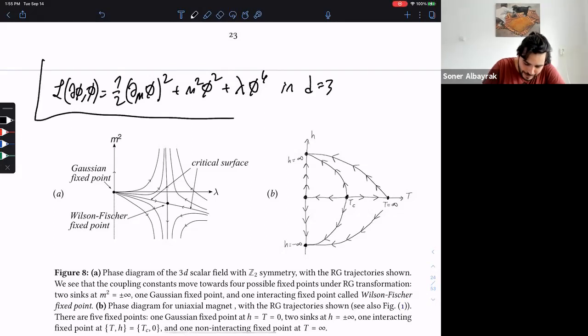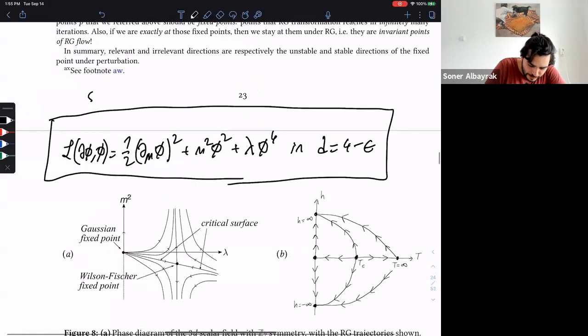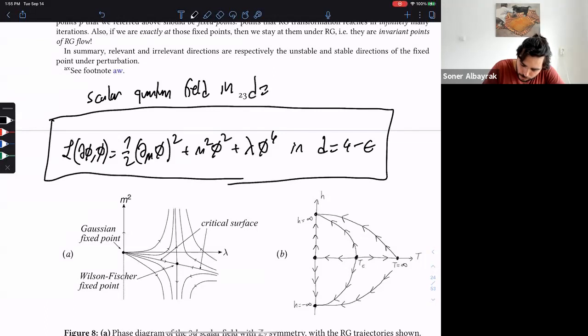Actually, you know what? Let me just keep d generic, in d equals 4 minus epsilon. Okay, so take this theory, for example. This is just a scalar field, a scalar quantum field in d equals 4 minus epsilon. And I'm taking it to be Euclidean.